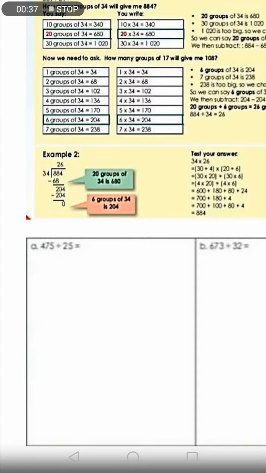So how many times can 34 go into 8? It cannot. Therefore, we say, how many times can 34 go into 88? And we will find that it goes into it 2 times, because 34 times 2 is 68. It does not go exactly into 88. Therefore, we minus 68 from 88 and see what our remainder is.